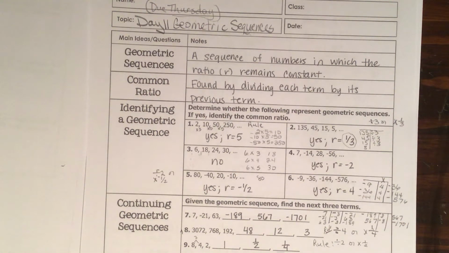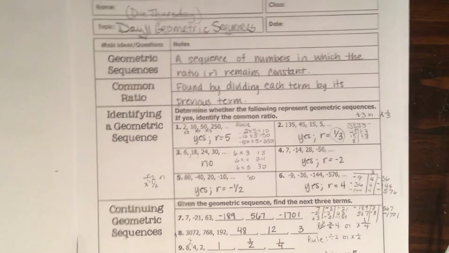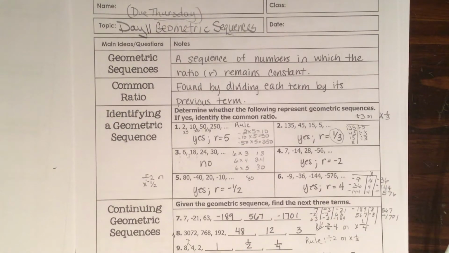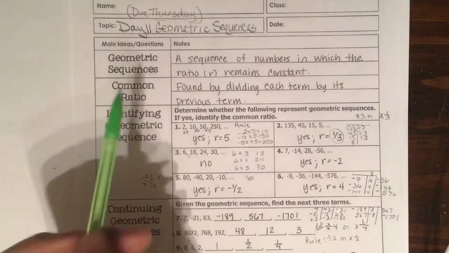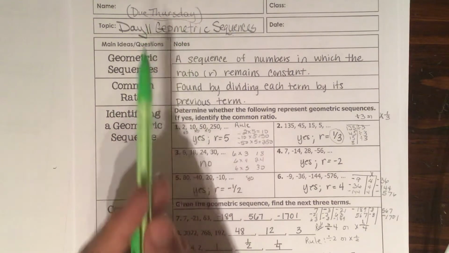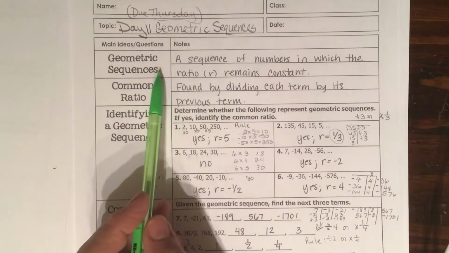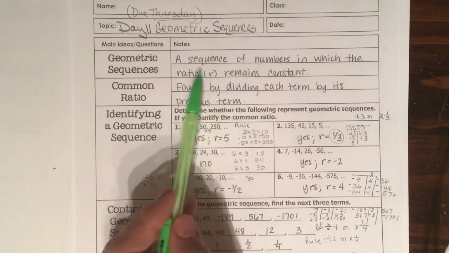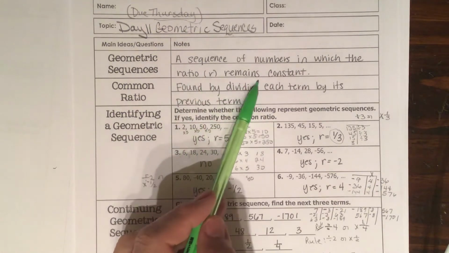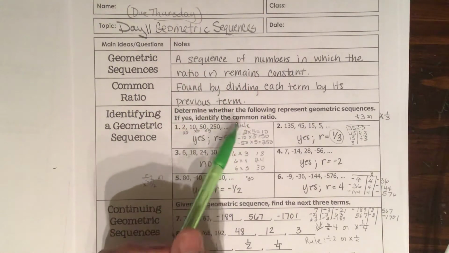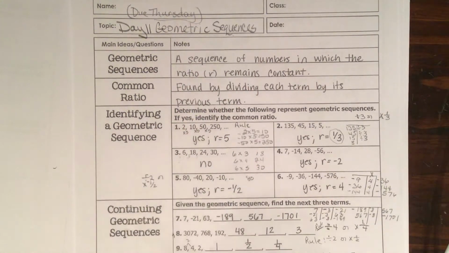Okay, so what you're going to have here is geometric sequences. We see that it's going to be due tonight. A geometric sequence is a sequence of numbers in which the ratio remains the same. Remember in 4th and 5th grade you did the tables and you had to find the rule? That's exactly what this is.